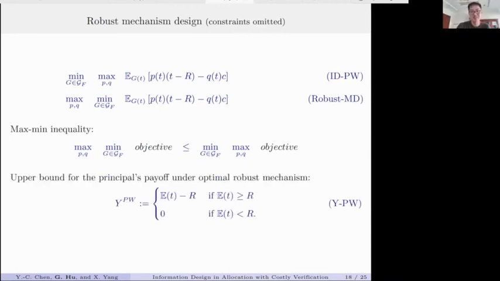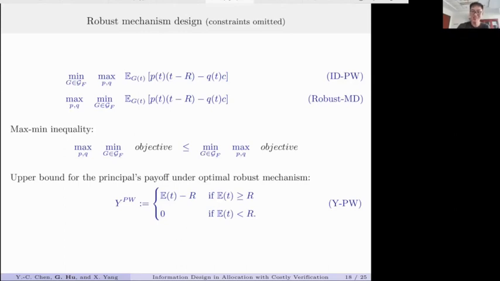And this is the upper bound. And we can achieve this upper bound using a robust mechanism. Just look at the payoff here. You can imagine what the robust mechanism could be. The robust mechanism only depends on the mean of the distribution and does not depend on any other details of the distribution.